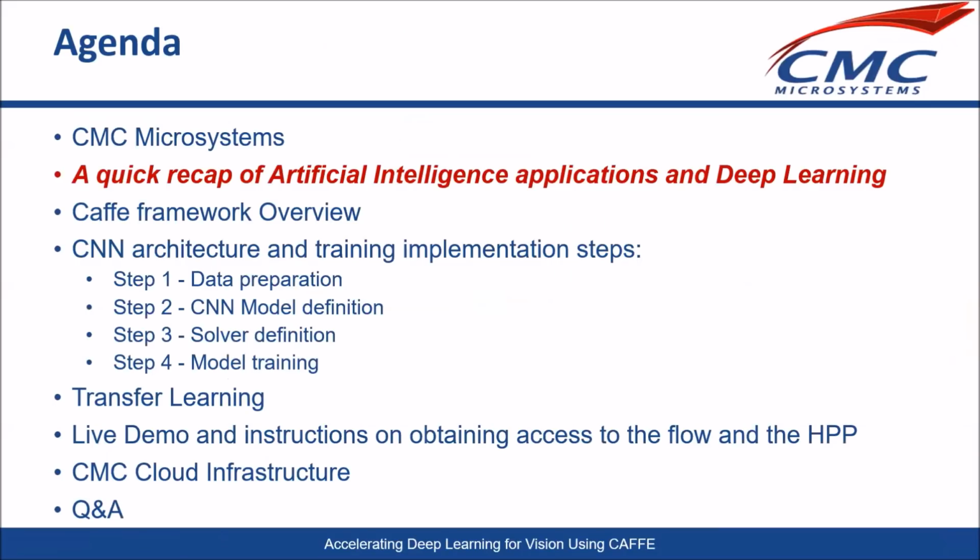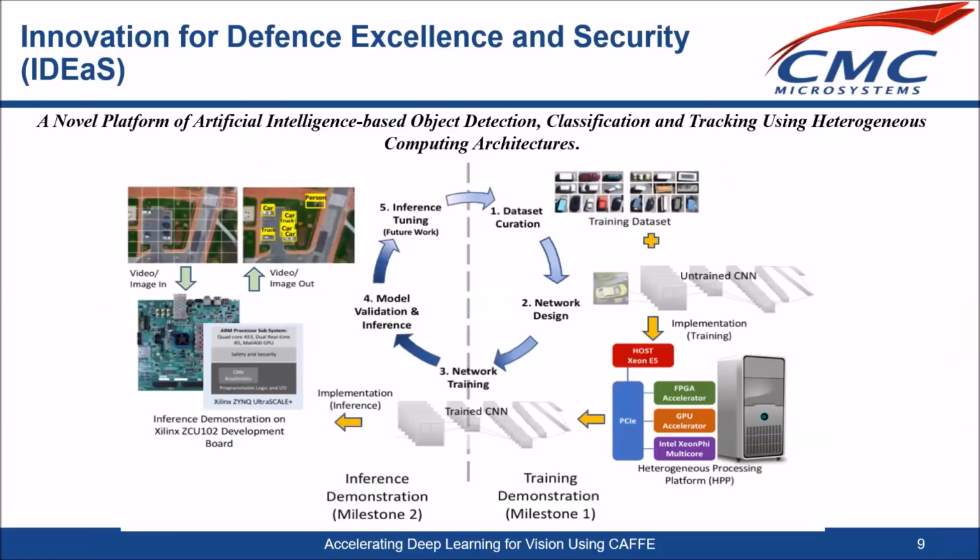We're going to have a quick recap of AI applications and deep learning just to give some context of this webinar. So this links to a project that CMC has been awarded from the National Defense. It's a project IDES, Innovation for Defense Excellence and Security, which consists of developing a novel platform for AI-based object detection, classification, and tracking using heterogeneous computing architecture. And this diagram shows a high-level overview about this project.